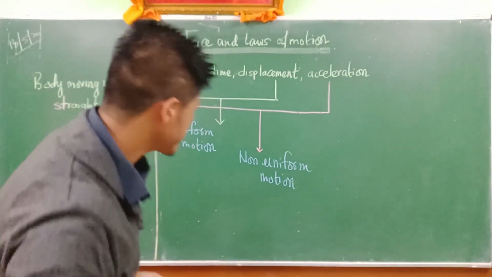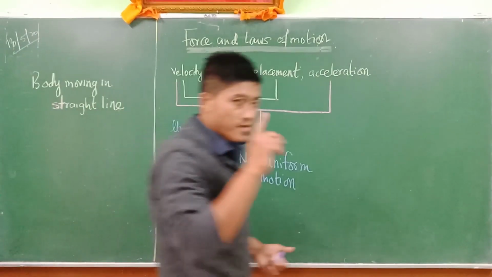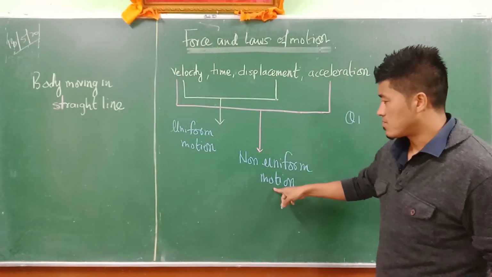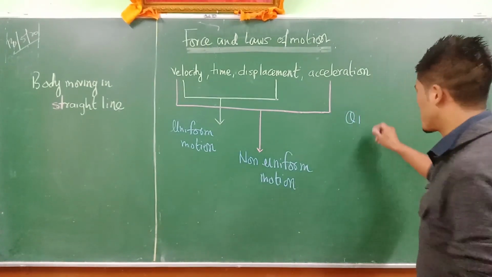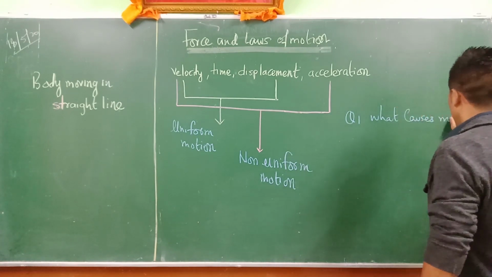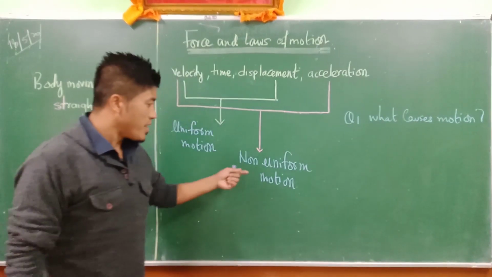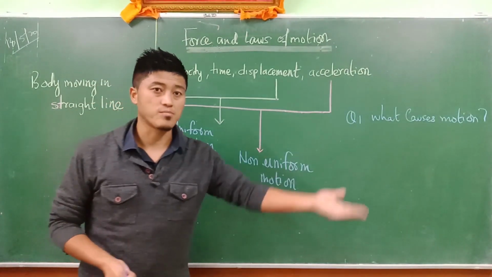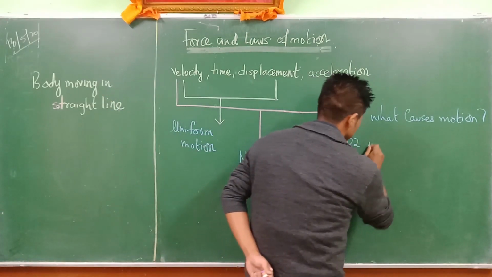So now, when we think about that, one thing that comes to our mind is that this motion, whether it is a non-uniform motion or a uniform motion, what causes that motion? That's question number one. What causes motion? And question number two is, whenever there is a non-uniform motion, for example, if an object changes its speed from one point to another point, what causes that change in the speed? Question number two is, what causes that change in speed?